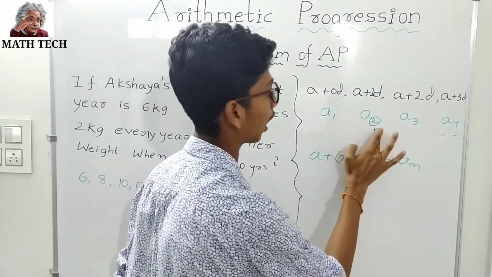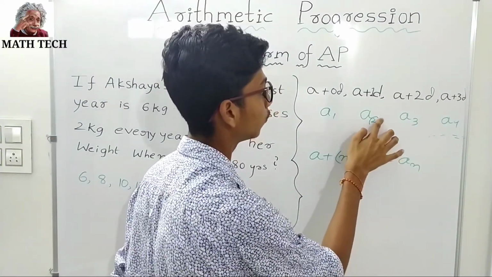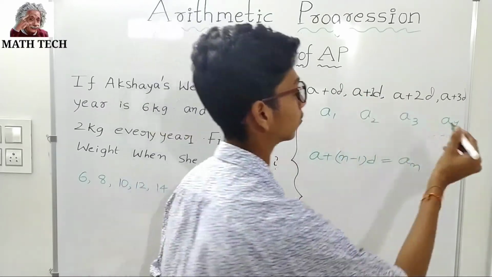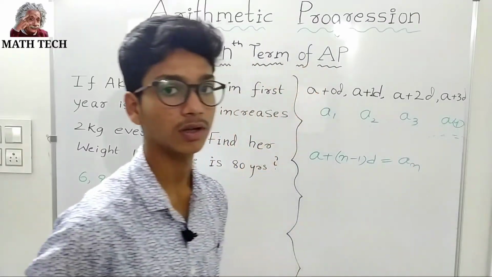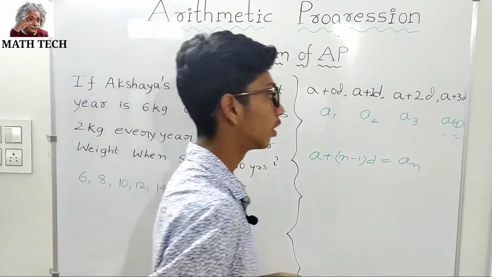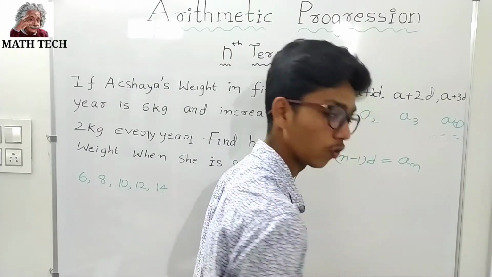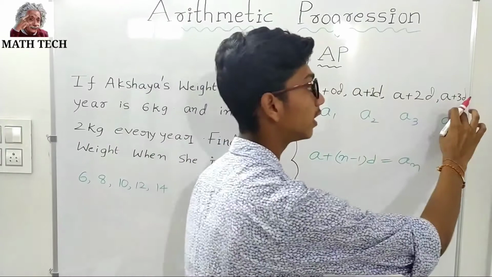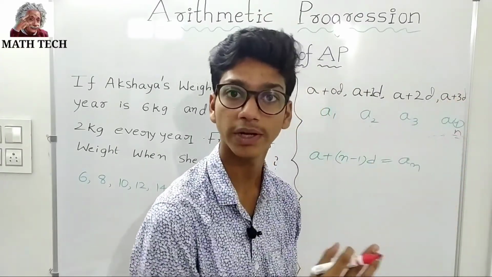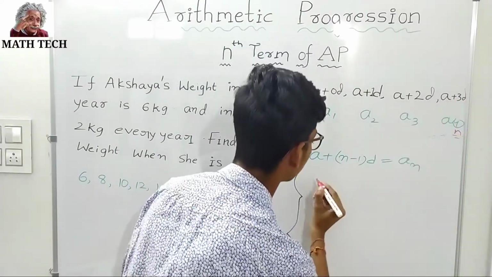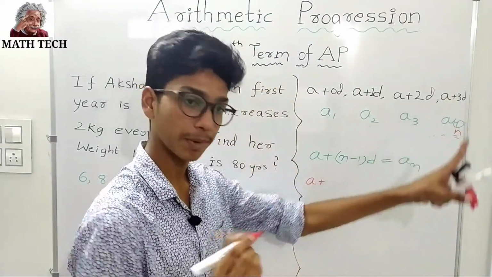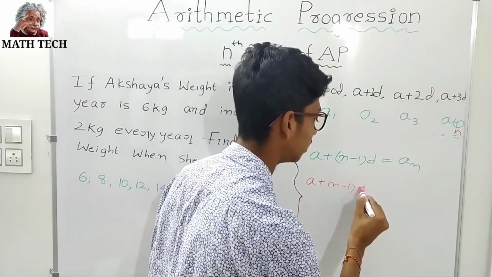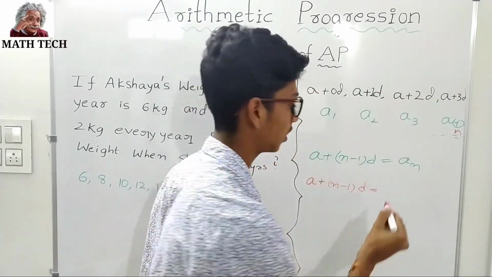Okay, now I hope you are clear. If you are not clear, let's assume we should find the fourth term. Here 4 is our n, and here 3 is n minus 1, that is 4 minus 1 is 3. So we can write a plus 3d, which is a plus n minus 1 times d, is an.